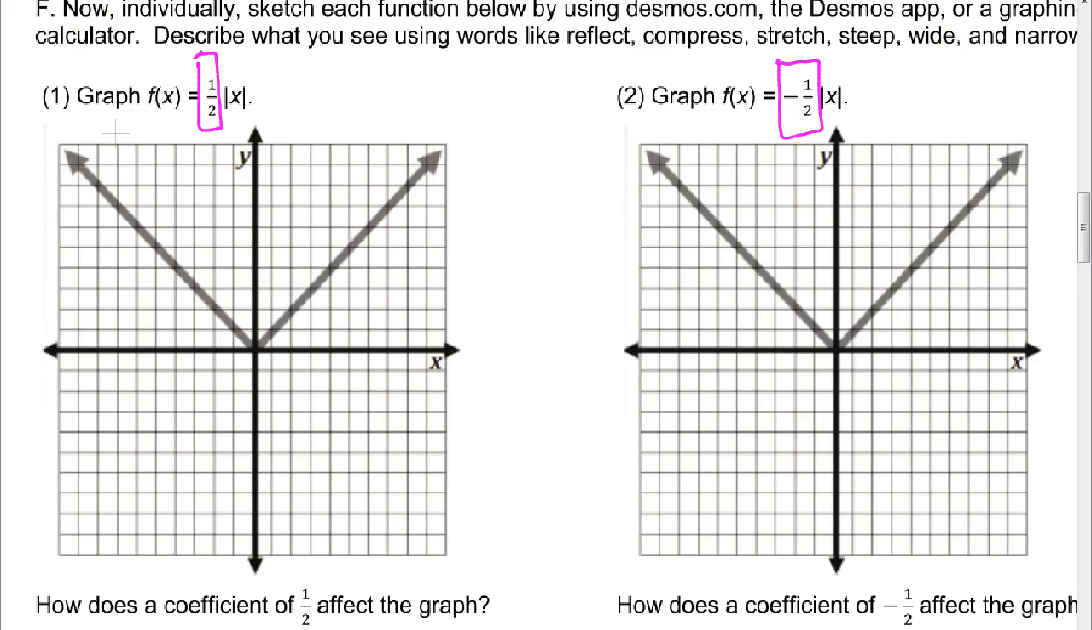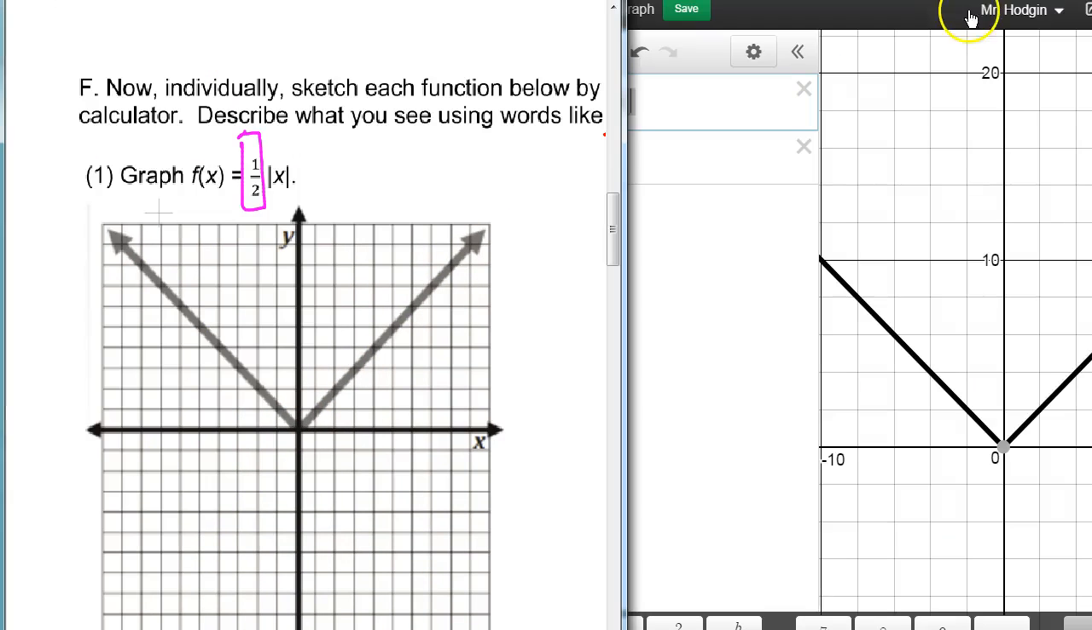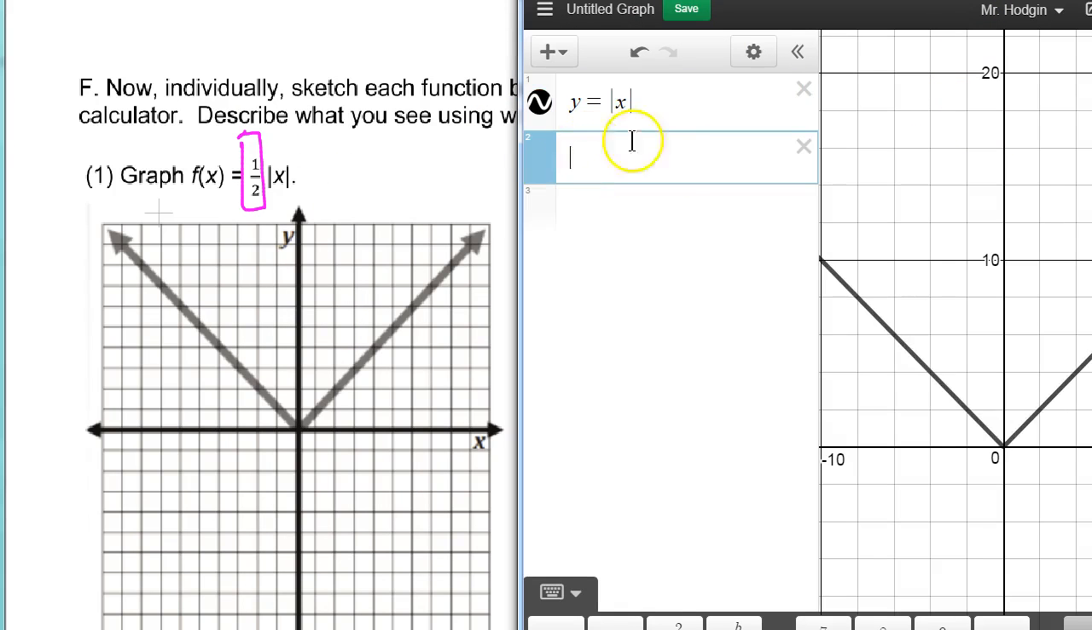And we're going to use words to describe how it changes, like the words reflect, compress, stretch, steepness, wide, is it narrow. By adding a 1/2 in front of our graph, how will it change it compared to the one that's already here right now? And this is what you guys will be doing tomorrow on your own. You'll have something similar. It'll tell you what to type in, and you just have to type it in and compare it to what's already there.